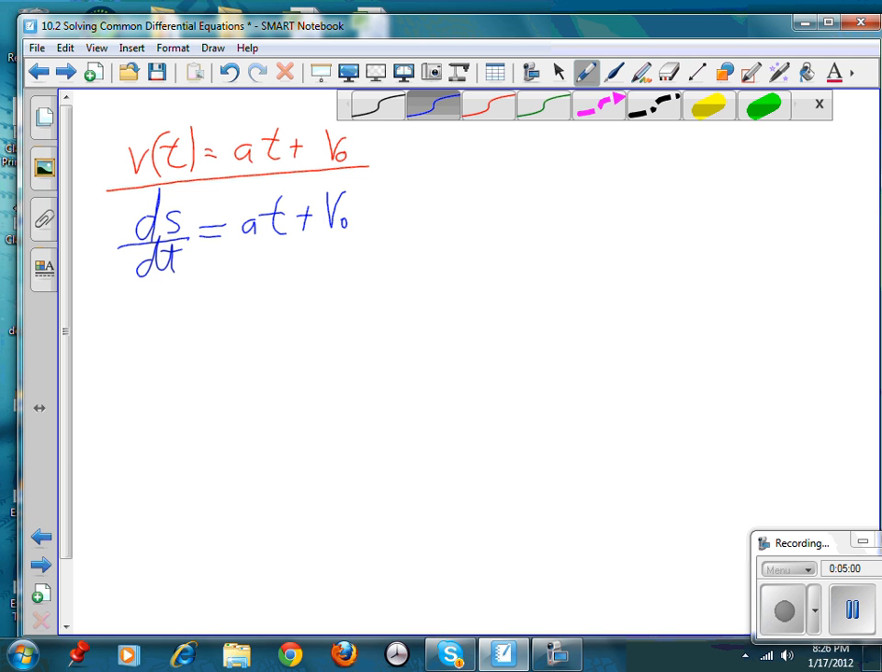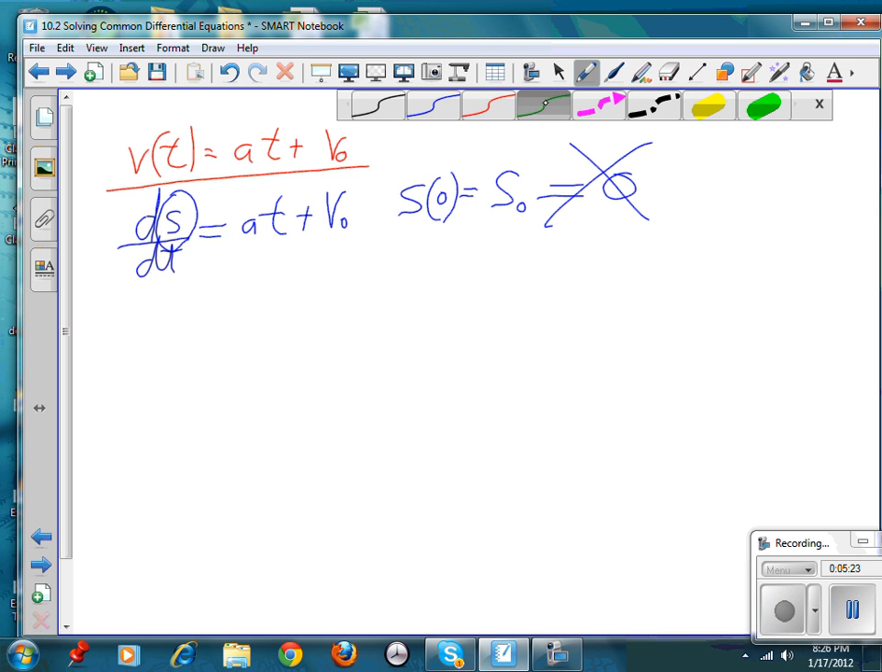I need a point on the curve, though, don't I? Solving this differential equation, I'm finding s. So I need to know a point, and I kind of make it up. Well, s at time 0 is equal to my initial displacement. A lot of times, we say that's equal to 0, but we're not going to do that here. We're going to do it right.